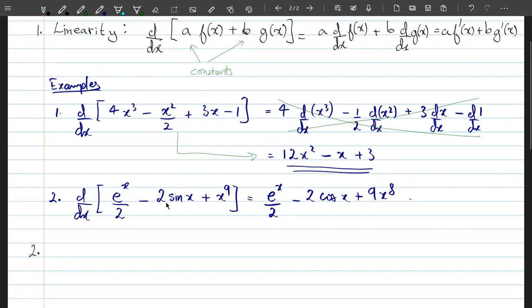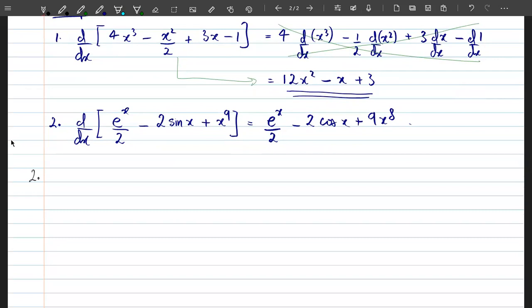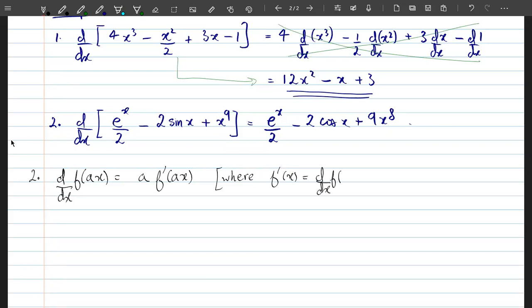Here we assume that we know the derivative of f of x. But if you have sine 2x instead of 2 sin x, suppose it was sine 2x. We know the derivative of sine x, but that does not help us get the derivative of sine 2x unless we have some other property. Linearity does not help us in that. The next property is exactly that. It says the derivative of f of ax is a f prime ax, where f prime of x is the derivative of f of x.